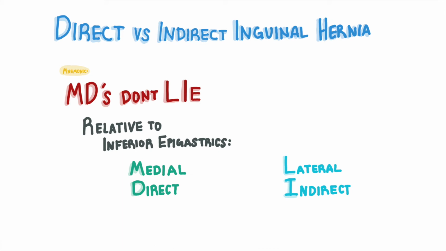The mnemonic is MDs don't lie, and you can see that the capital letters M and D go together, and the capital letters L and I go together. These letters represent the position of the hernia relative to the inferior epigastric vessels. For example, the direct hernia will originate medial to the inferior epigastric vessels, while the indirect hernia is going to originate lateral to the inferior epigastric vessels.